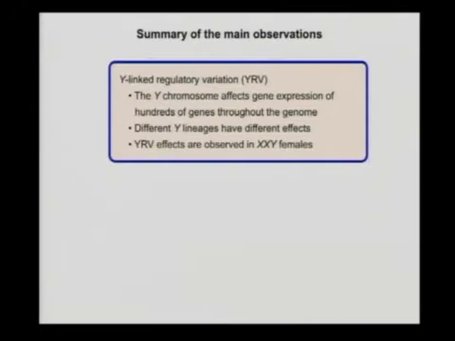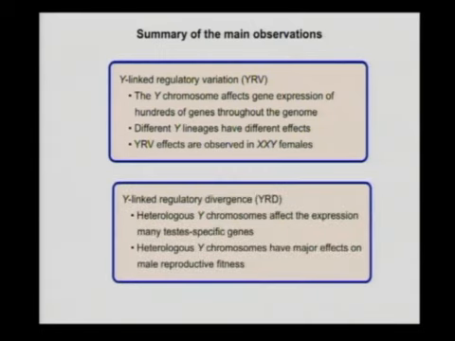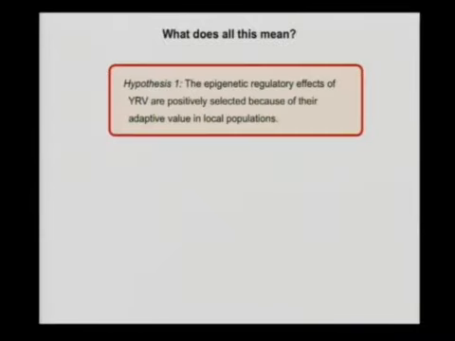So here's a brief summary of the main observations. This Y-linked regulatory variation affects lots of genes throughout the genomes, hundreds. Different Y lineages have different effects, and by the way, I didn't make a big deal of it, but these effects are also observed in XXY females, which means that the male fertility factors are not involved in this effect at all, because the male fertility factors are not expressed in XXY females. The divergence between Y chromosomes is that heterologous Y chromosomes tend to downregulate testis-specific genes, and that these have major effects on reproductive fitness. What does all this mean?